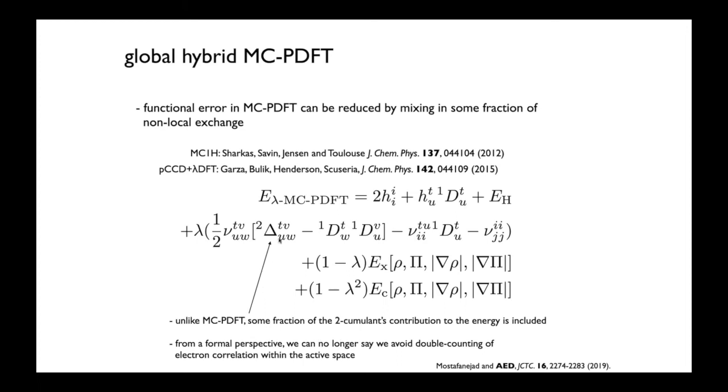So one formal thing to note is that in MC-PDFT, you kind of avoid double counting of electron correlation because all correlation effects are folded into the on-top pair functional. But here, this 2-cumulant shows up, so it's technically possible to be double counting electron correlation. So from a formal perspective, we can no longer say that we're avoiding double counting of electron correlation. Hopefully that's mitigated by whatever procedure you use to fit what lambda should be.